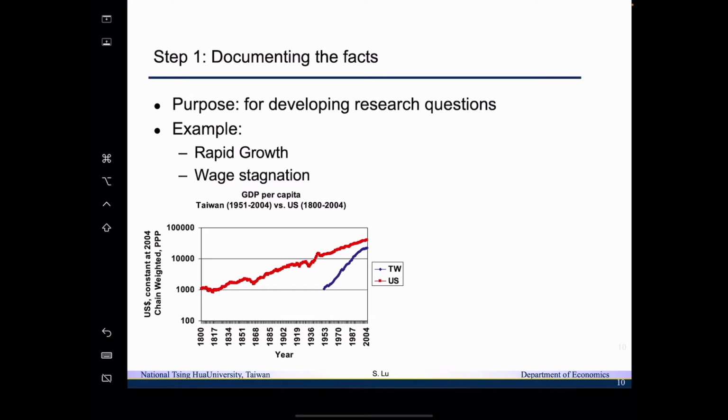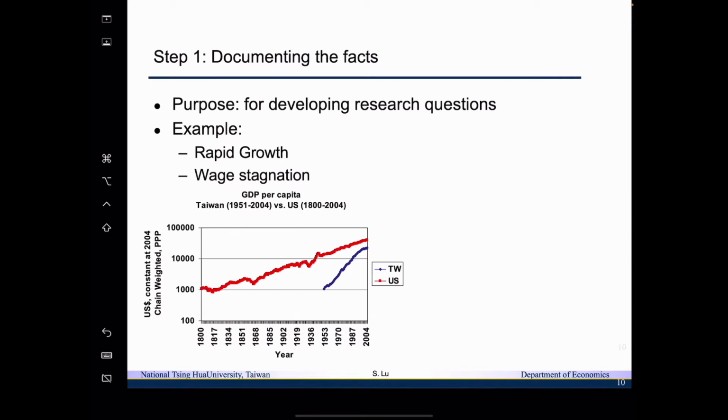Therefore, in here, we know that Taiwan has been growing fast in the past 50 years. Why? That is because for the US, it takes about 150 years to reach the level Taiwan completed from 1950 to 2004. Therefore, we can claim that Taiwan is an economy that experienced rapid economic growth. So then, following from this graph, why did Taiwan grow fast? To answer this question, we can go to the next step.